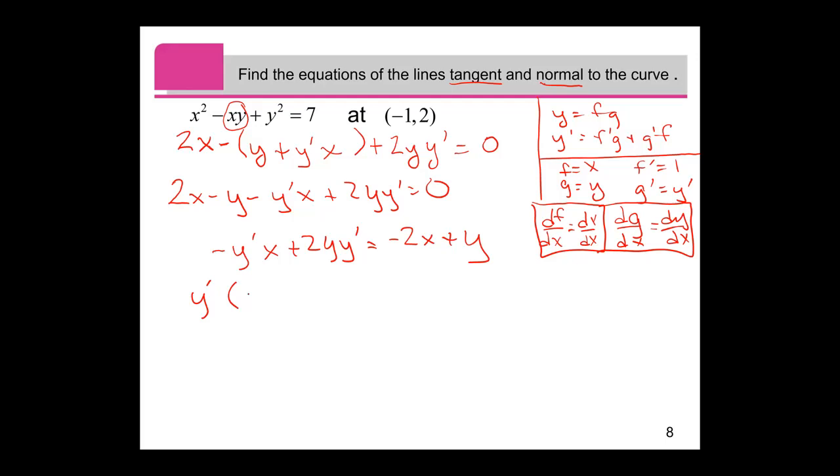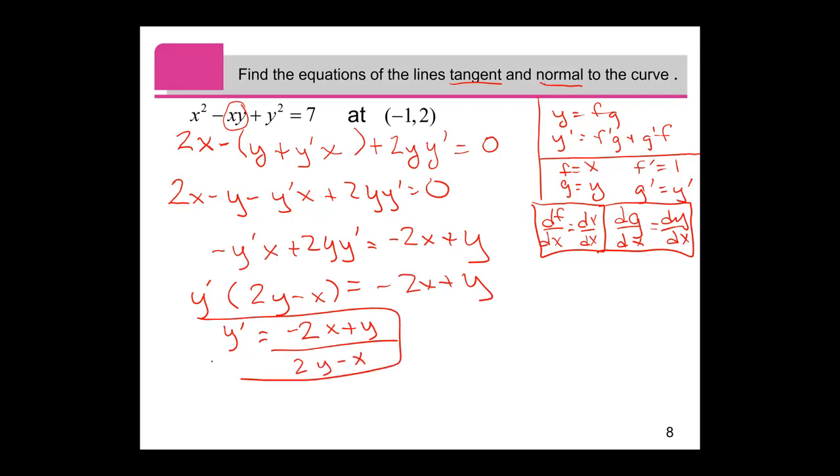Exactly. I'm just going to switch these. I like positive things leading, but either way is fine. It's just my preference, it doesn't mean anything. And then we divide both sides by 2y minus x. Exactly. And then we got y prime. Now we have the derivative. We did it implicitly, right? Okay, now what are we going to do next?